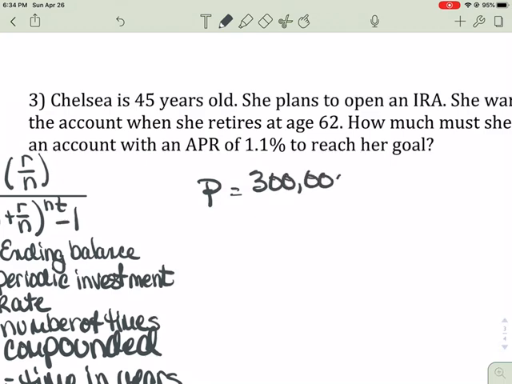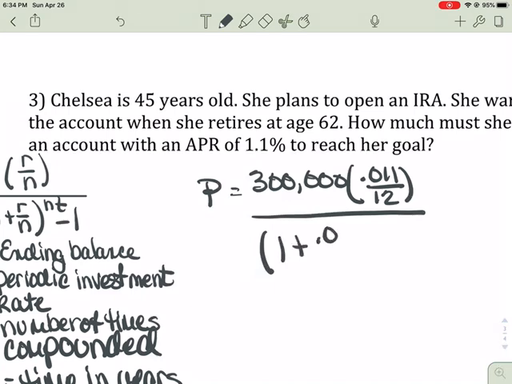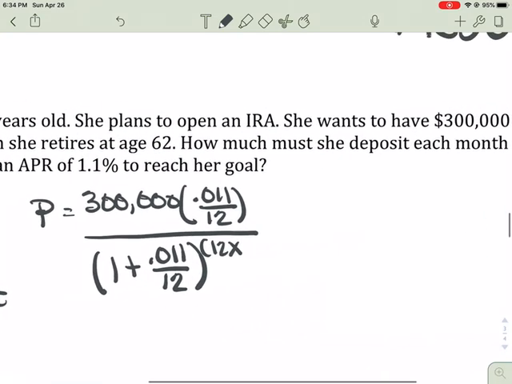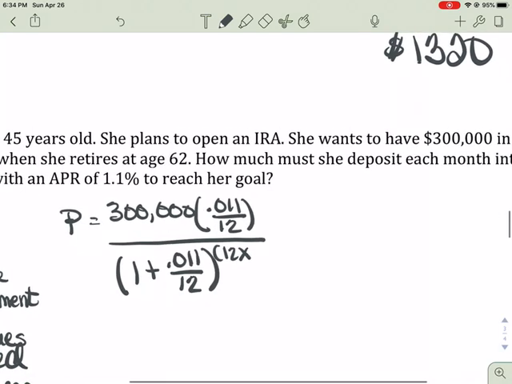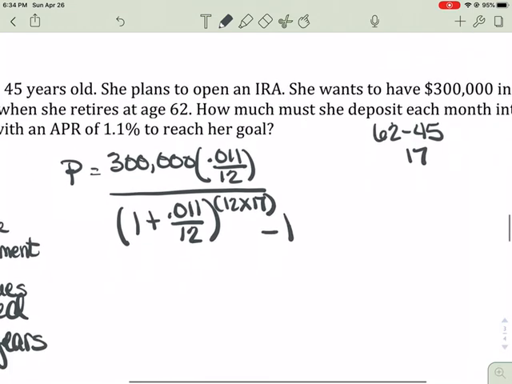So 300,000 times 0.011 divided by 12, all over 1 plus 0.011 divided by 12, 12 times. All right, now we have a problem. So we don't know how long she's leaving it in there. Well, let's see. Oh, she wants to retire at 62. So 62 minus 45. I believe that's 17. It is. Okay, so we're going to be in there for 17 years, minus 1.